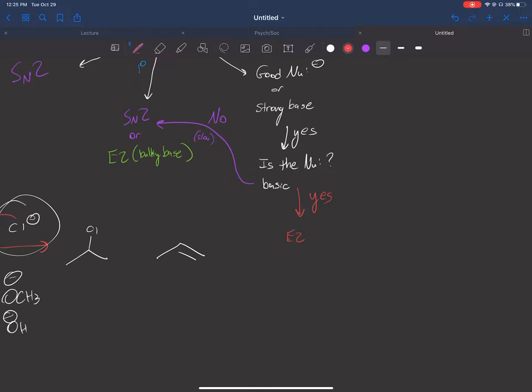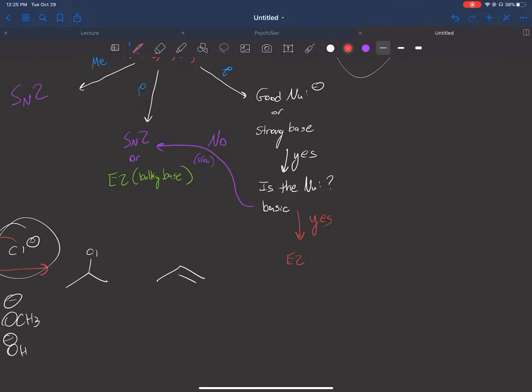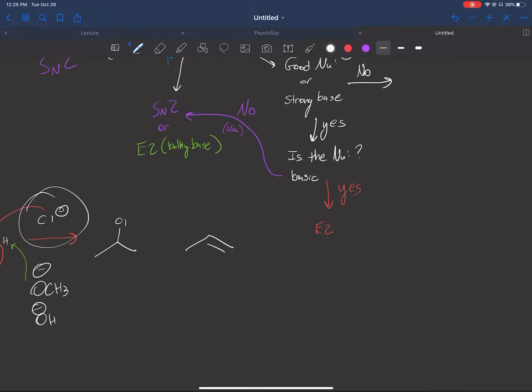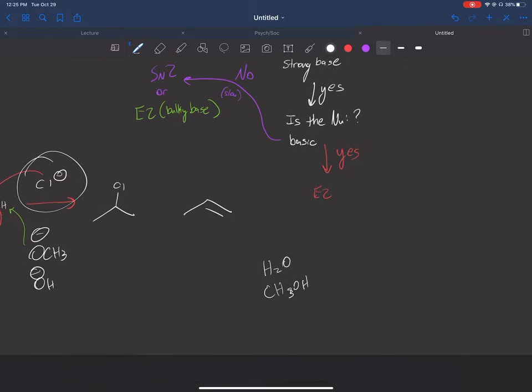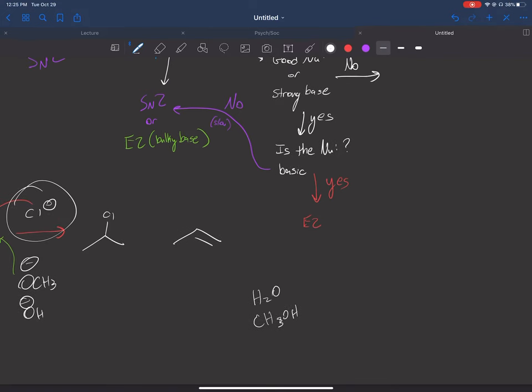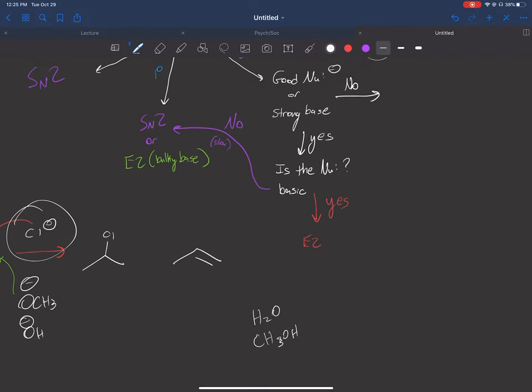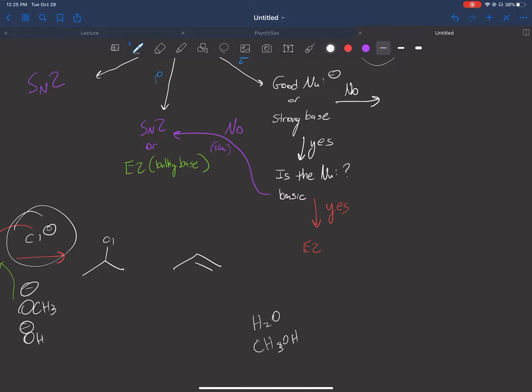So we've covered the SN2, we've covered the E2. But that was on the condition that I had a good nucleophile or a strong base. Well, what if I answered no to that question? What would be an example of answering no, based on what's attacking? Well, it can't be a good nucleophile, can't be a strong base. So something like H2O, CH3OH, stuff like this. When you don't have a charge, it's not a good nucleophile, and it's not a strong base either.